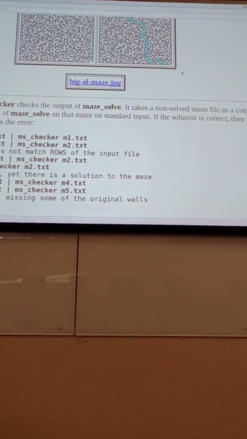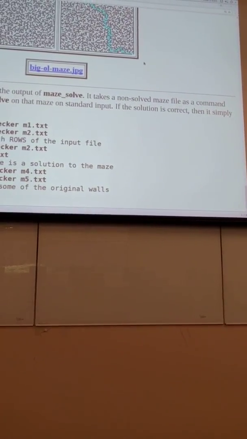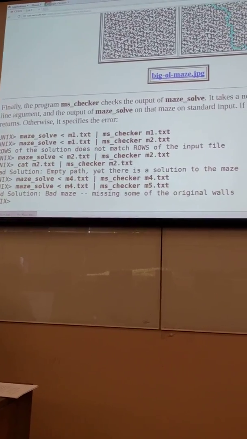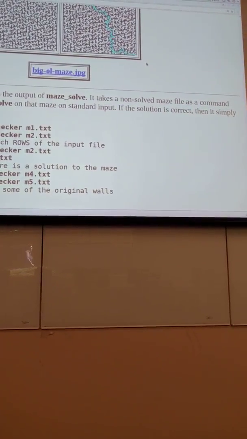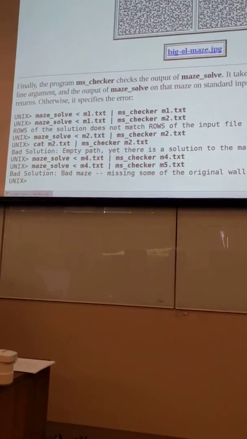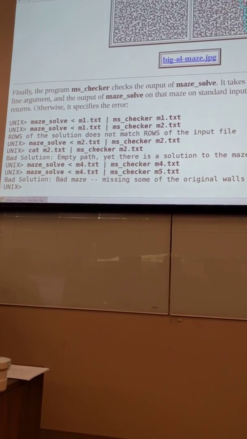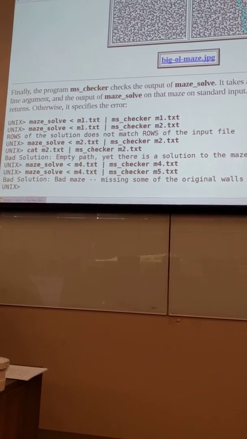program you write. It takes a non-set solved maze as the command line argument and the output of your maze solver on standard input. If your solution to the maze solve is correct, it simply returns. Otherwise, it will specify an error as to why yours is not correct.